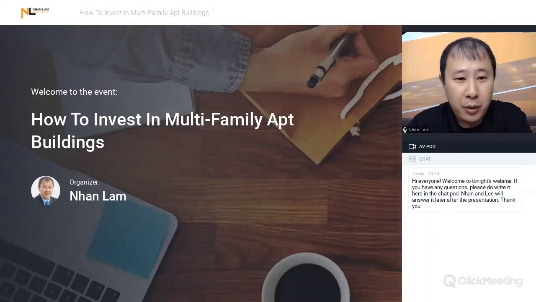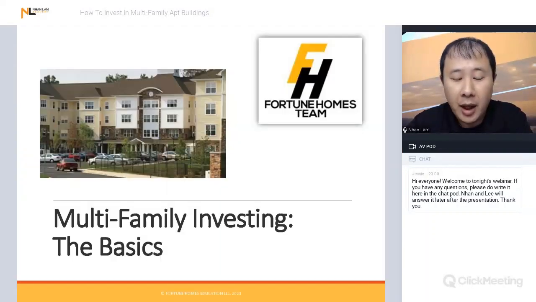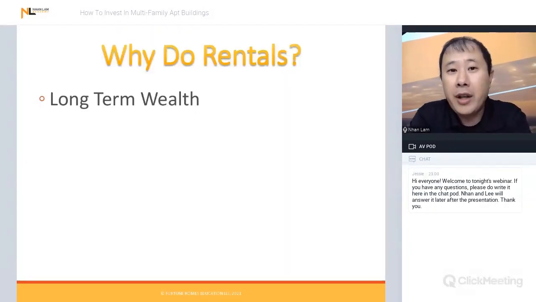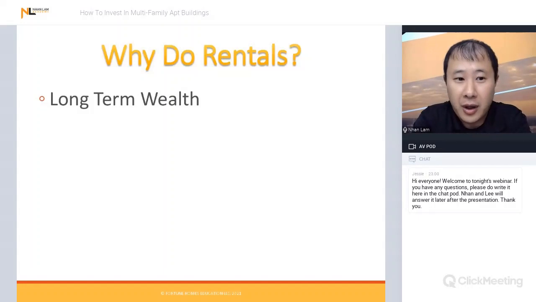So as we pull up the presentation here, let's go through the basics real quick. First of all, why do we want to do rentals? Long-term wealth is the key. Very basic principle is that you have a mortgage. If you buy the property with a mortgage and you have a tenant paying rent, which will give you a positive cash flow, and you use that revenue to pay down your mortgage, principal and interest, while cash flowing at the same time. So overall, you are increasing your wealth over time.